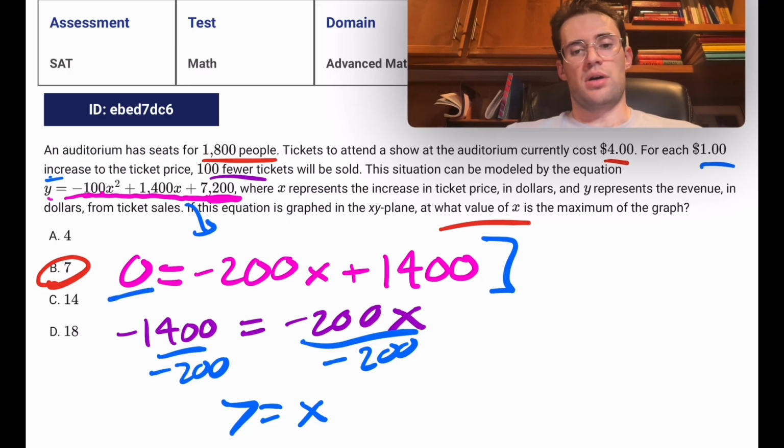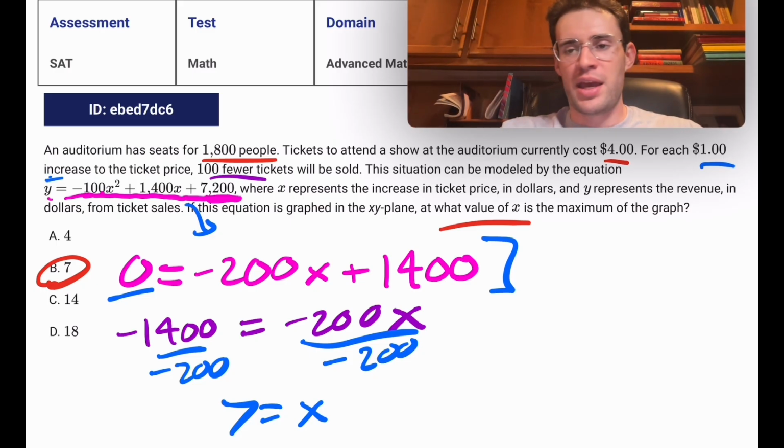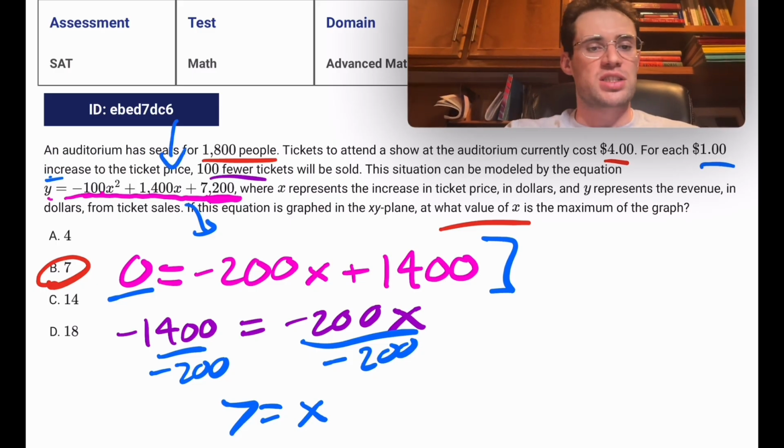Notice set it equal to 0. And then this algebra is so quick that you could really get to x equals 7 faster than you could even type it in on Desmos. That would save you such a small amount of time that if you don't know how to do this, I really recommend just type this into Desmos.